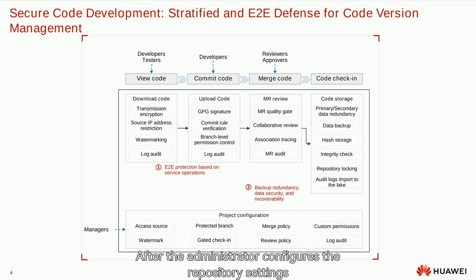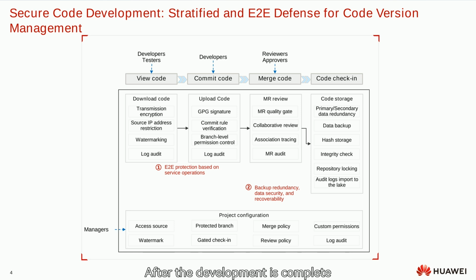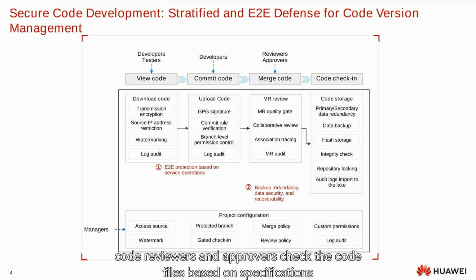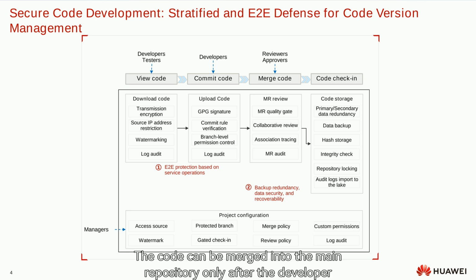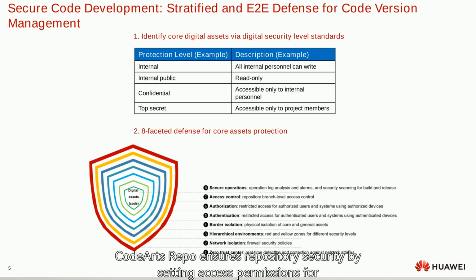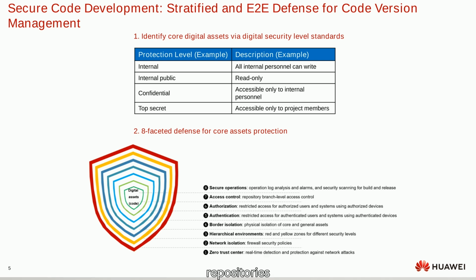After the administrator configures the repository settings, developers can view, clone, or download repositories to the local host for development. After the development is complete, developers commit code to CodeArts Repo based on the commit rules set by the administrator. Then, code reviewers and approvers check the code files based on specifications. The code can be merged into the main repository only after the developer modifies and completes the code based on the feedback. CodeArts Repo ensures repository security by setting access permissions for repositories.